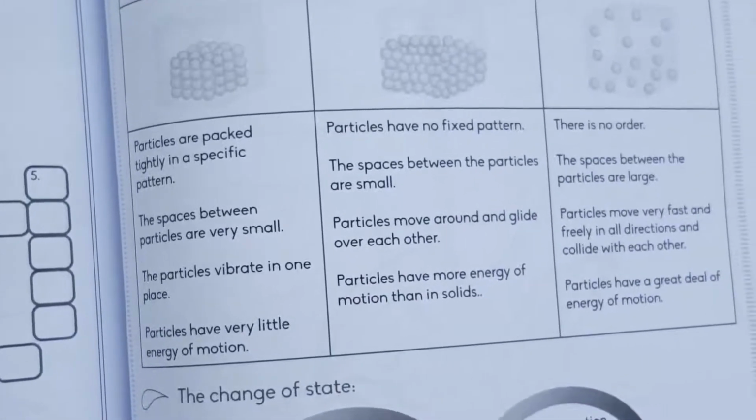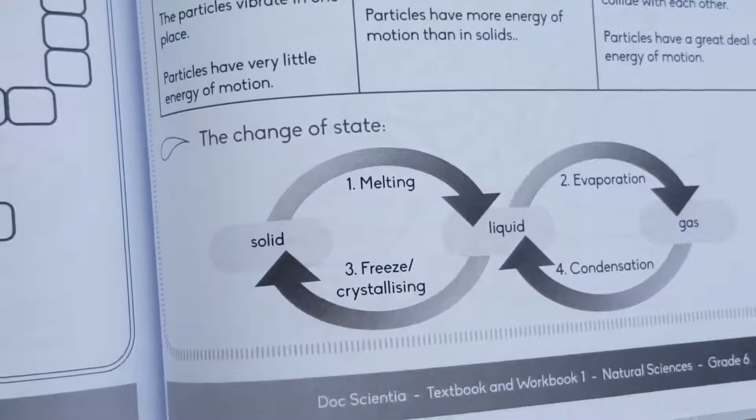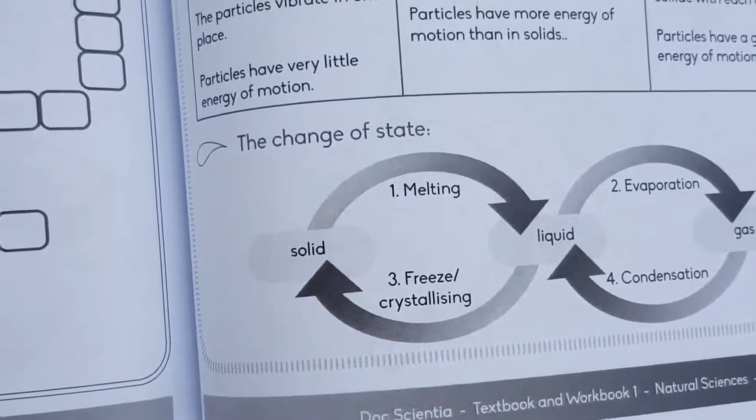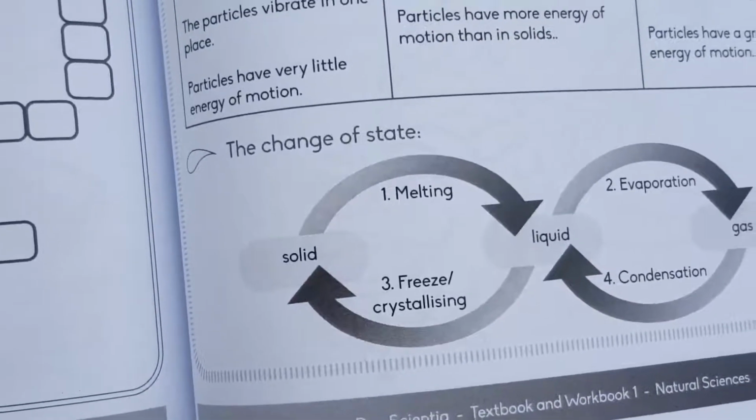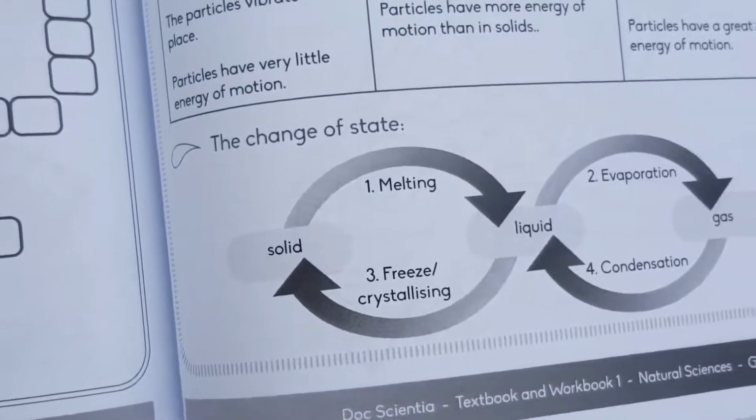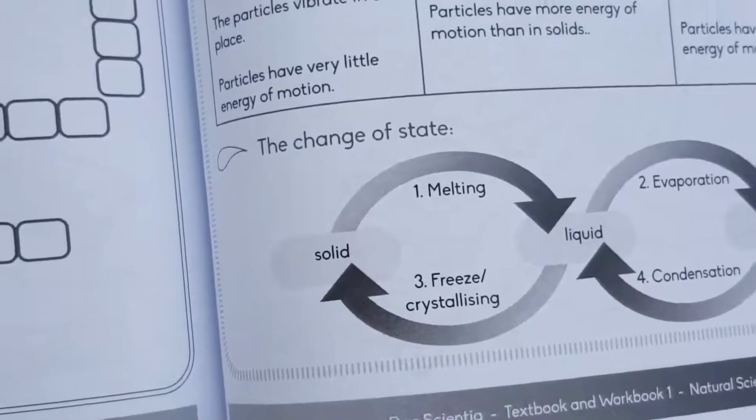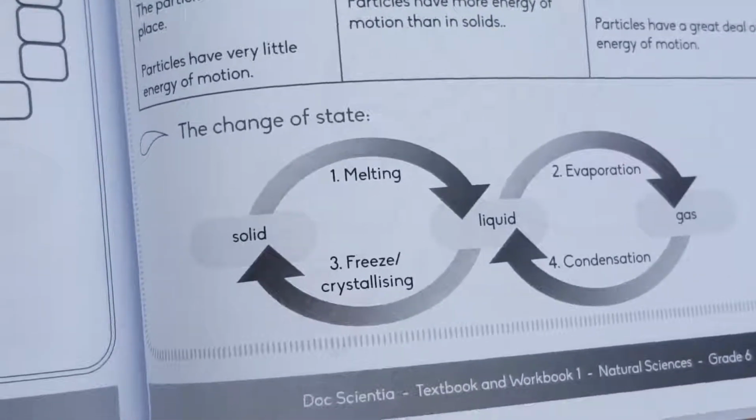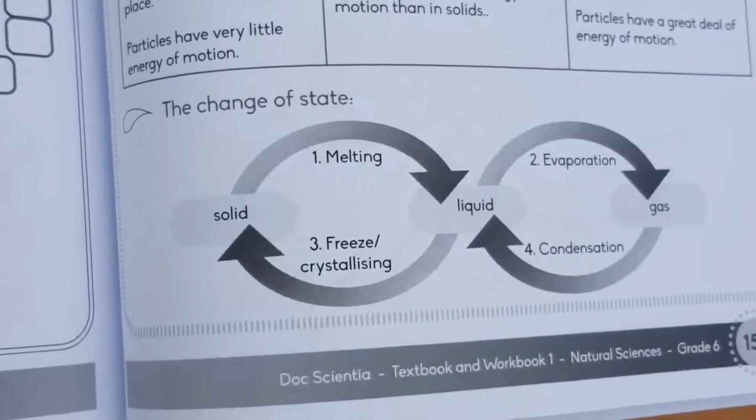And what we have done today is the change of state from a solid, then in melting it became a liquid, then from a liquid it became a gas, it evaporated into a gas. And if we go back into the phases, we will go from a gas in condensation, then to a liquid, and then freezing or crystallization into a solid again. So that is how I change the state of matter.